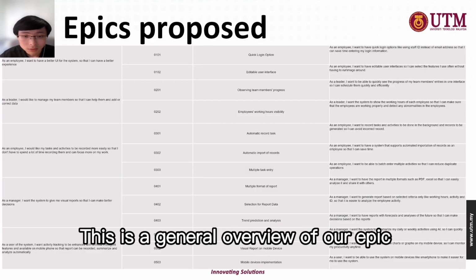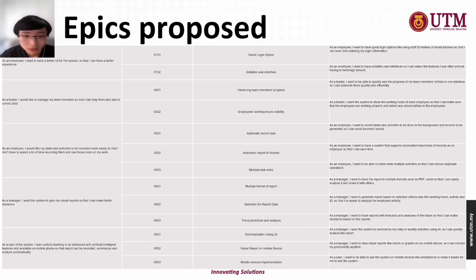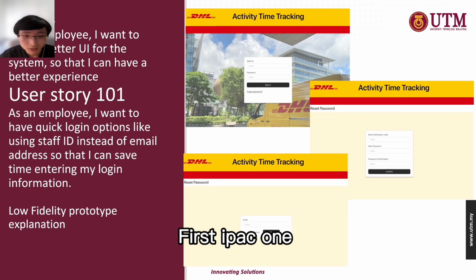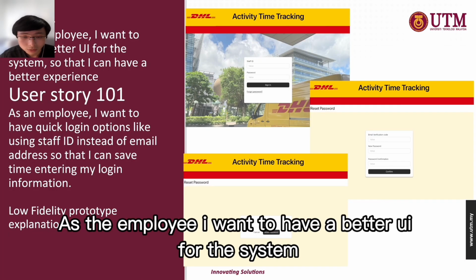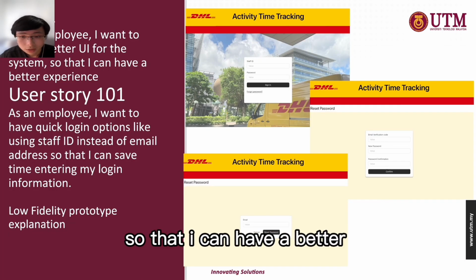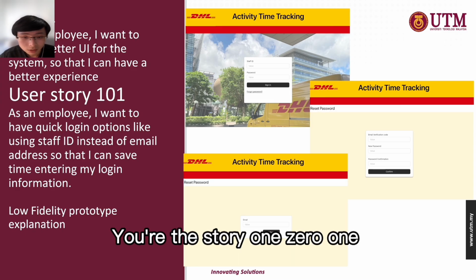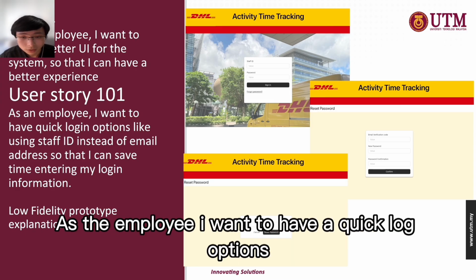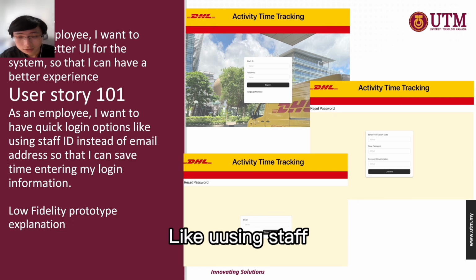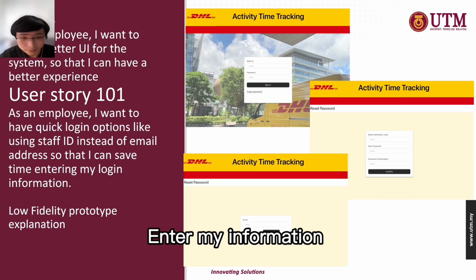This is a general overview of our epic. Next, I will explain my part. First, Epic 1: as an employee, I want to have a better UI for the system so that I can have a better experience. User story 101: as an employee, I want to have a quick login option, like using staff ID instead of email, so that I can save time entering my information.